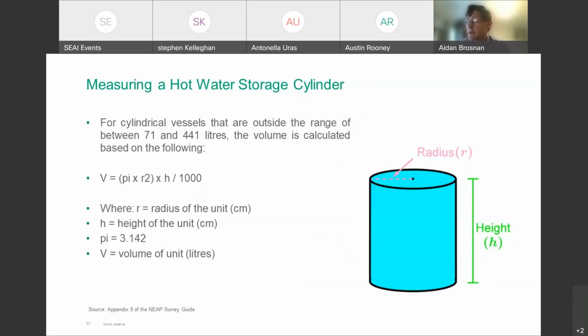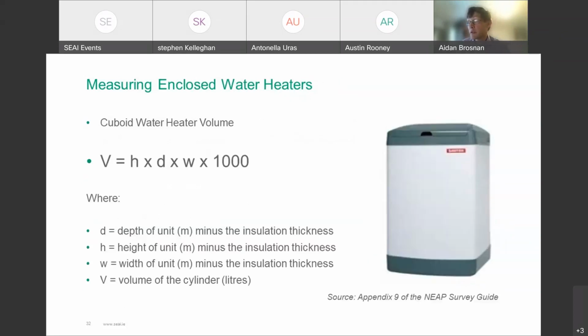So this is just, we said that calculation from school about calculating the volume of a cylinder if you're running off that table. And of course, not all hot water cylinders are circular. There's also these under-sink heaters. Now, they normally will have a sticker on them.